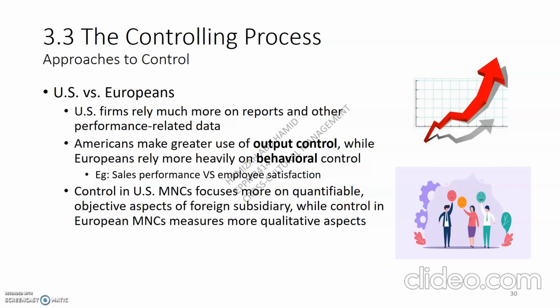To differentiate between the US and Europeans, American firms rely much more on reports and other performance-based data. This comes from Americans' focus on output control. Europeans rely more heavily on behavioral control. What does this mean? Output control means sales, profit, things that you can quantify. Europeans, in comparison to sales performance, will focus on employee satisfaction and customer satisfaction, for example. Control in American multinational companies focuses on more quantifiable and objective aspects of the foreign subsidiary, while control in European multinational companies focuses on qualitative aspects.